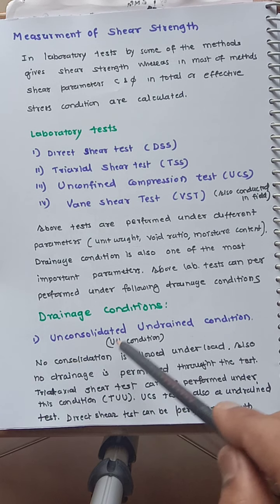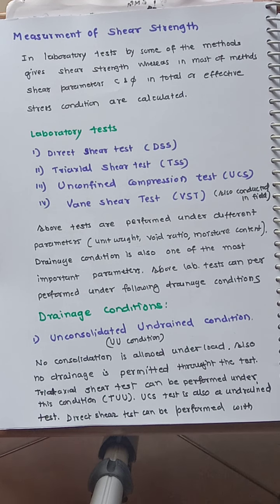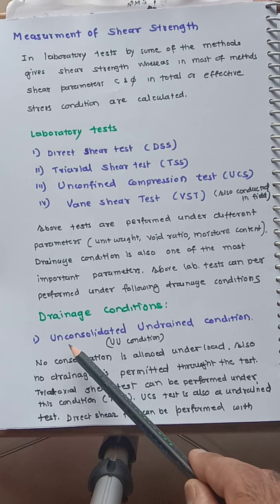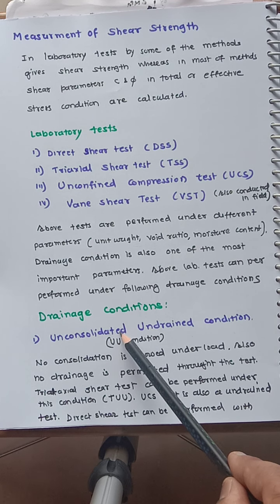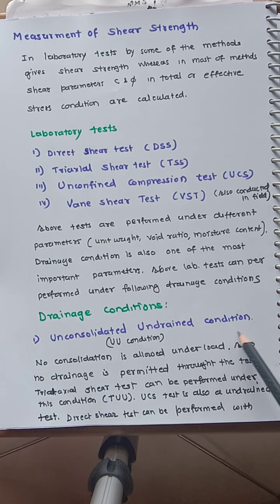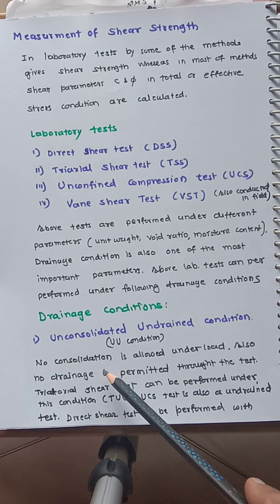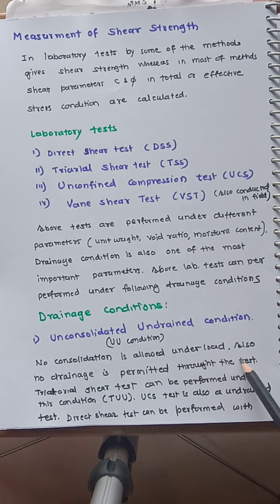Whereas the first part actually gives more stability if it is allowed to consolidate. So in this first condition, no consolidation is allowed. As soon as the load is exerted on the sample, the shearing starts. Towards the failure, the sample moves. So no consolidation is allowed under the external load.